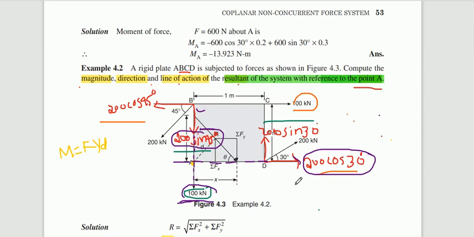Yes, is it clear with this concept? Yes, ma'am. Okay, what about the others? Is it clear why it is 0? Yes or no?